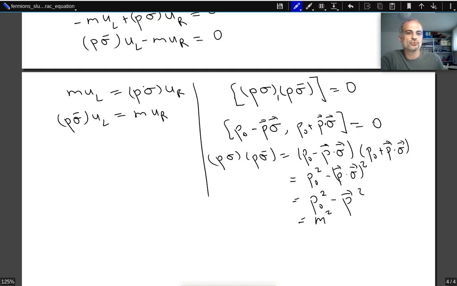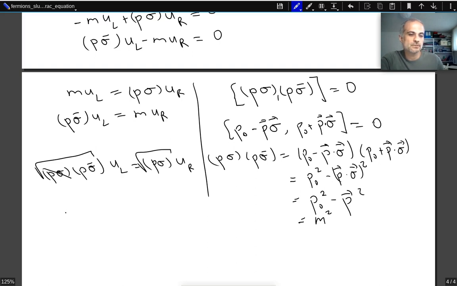Now let's go back to our solution of these two equations. Let's start with the first one. Instead of m, I can just put the square root of p·sigma bar times p·sigma, in u of L is equal to p·sigma u of R. Well, I can cancel this p·sigma with one of the square roots. So this is the first equation: square root of p·sigma bar u of L is equal to square root of p·sigma u of R. Here these are matrices, but I just treated them as if they were ordinary numbers at this step. That I can do because they commute.